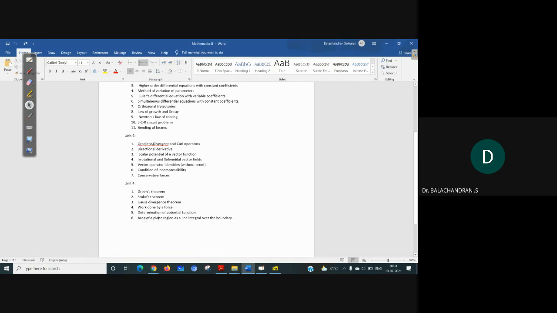But can anyone tell what is the area of the plane region enclosed by a boundary? Please tell which problems come under this section. Green's theorem.